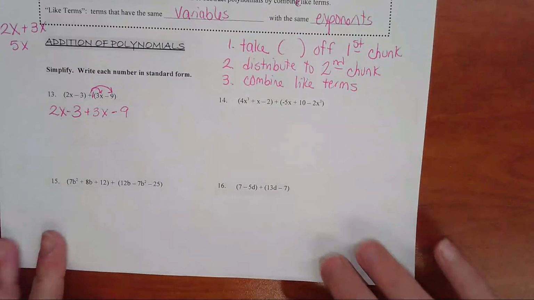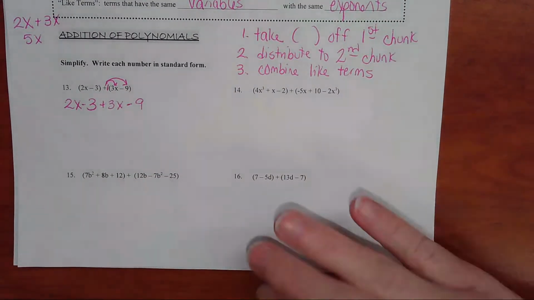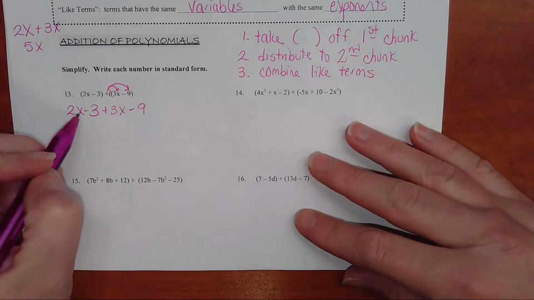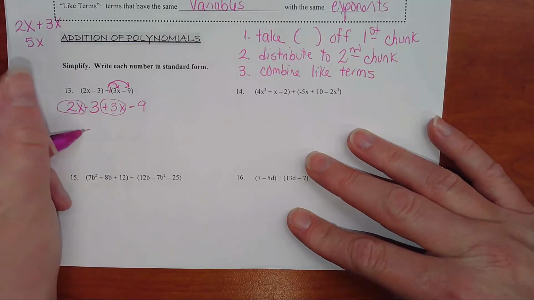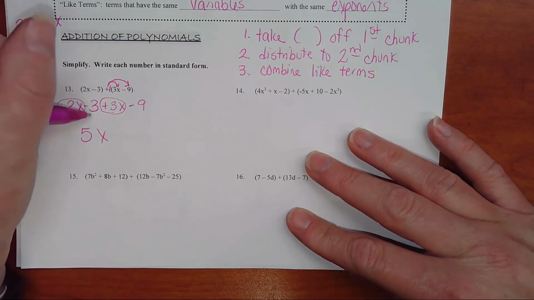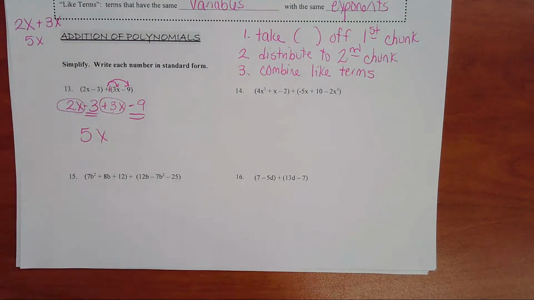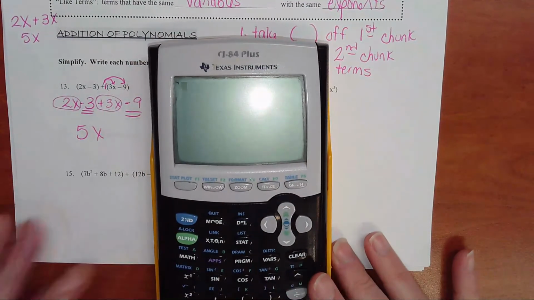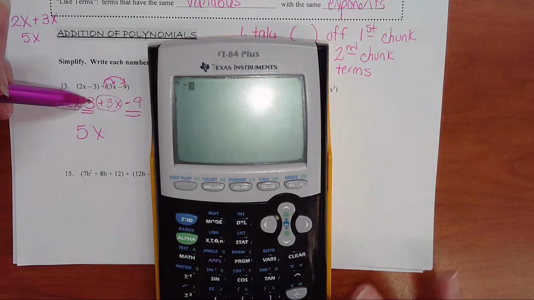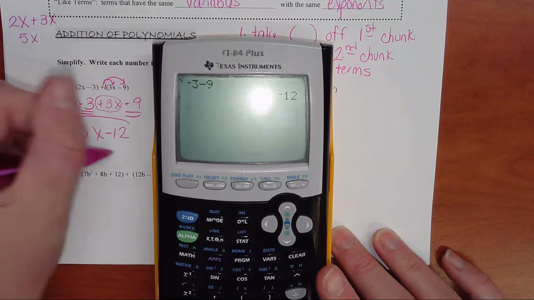And then as you combine like terms, we have to make sure that we are writing things in standard form, just like we did yesterday. So the largest exponent is just the x's. So I take 2x plus 3x, that gives me 5x. And then I have negative 3 minus 9. So if you are someone who struggles with just simple addition and subtraction, use a calculator. So this is negative 3 minus 9. And that gives you a negative 12. And that's it. Leave it alone.